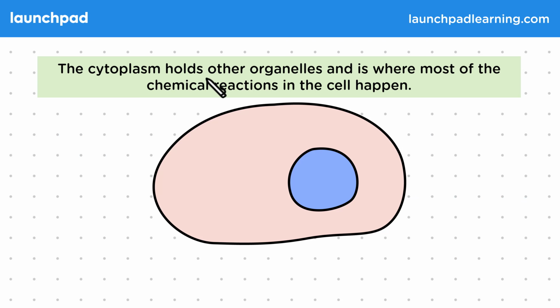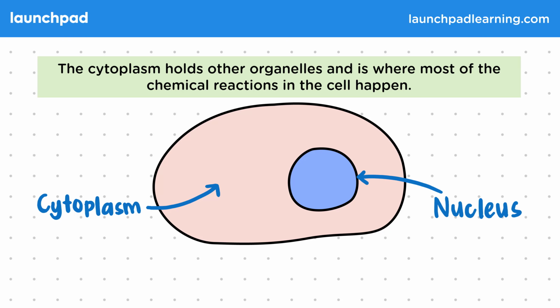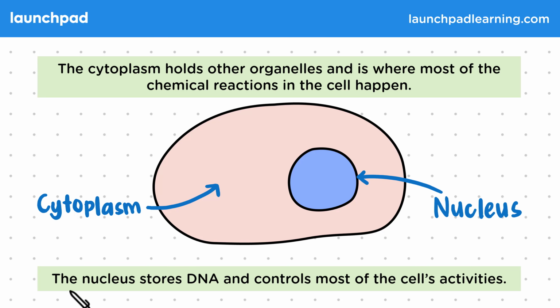The cytoplasm holds other organelles and is where most of the chemical reactions in the cell happen. This light red colour on our diagram shows the cytoplasm, which is mostly made of water. This blue structure floating in the cytoplasm is the nucleus, and this has its own membrane. The nucleus stores DNA and controls most of the cell's activities.